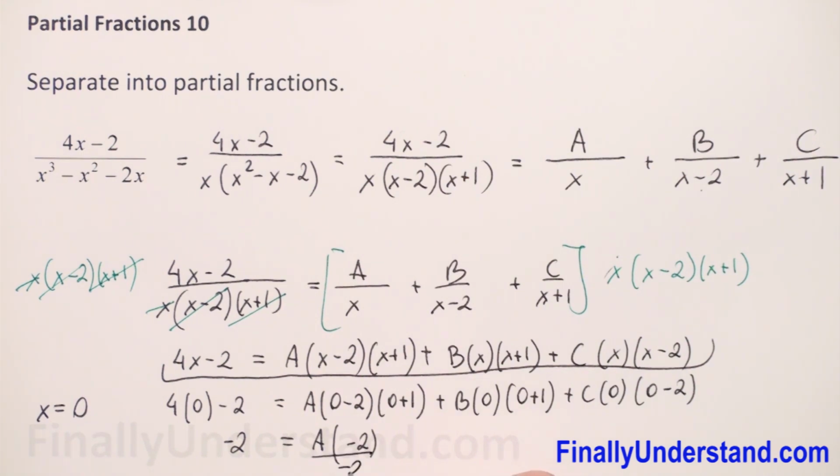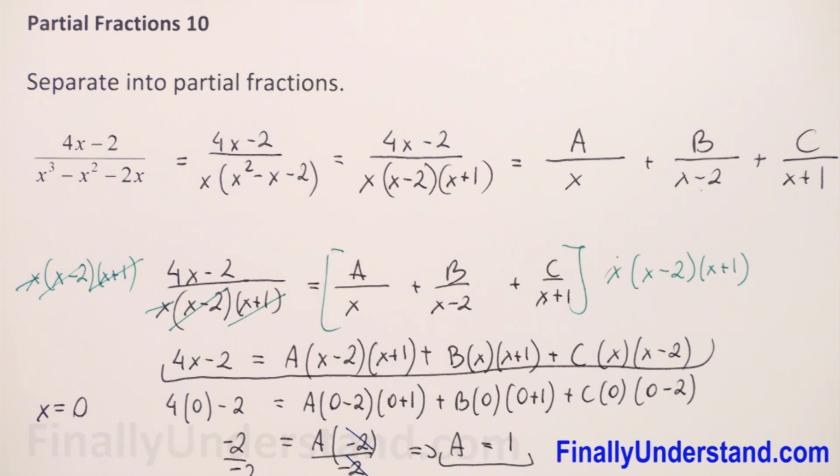So now we divide both sides by negative 2. Negative 2 and negative 2 we can reduce. So we have that a is equal to, negative divided by negative is positive, 2 divided by 2 is 1. So we have a, and now we need to find b and c.